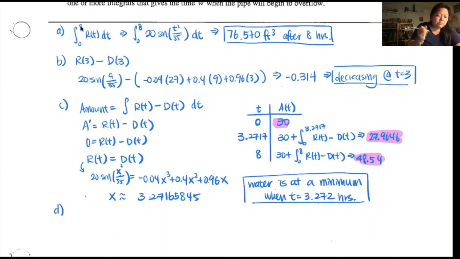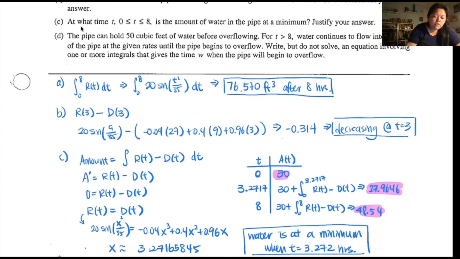And last but not least, part D. The pipe can hold 50 cubic feet of water before overflowing. For t greater than 8, water continues to flow into and out of the pipe at the given rate until the pipe begins to overflow. Write, but do not solve, an equation involving one or more integrals that gives the time W when the pipe will begin to overflow.